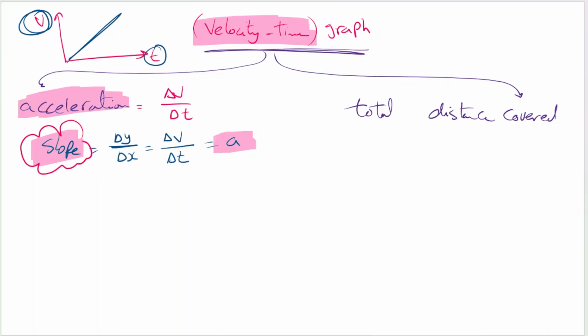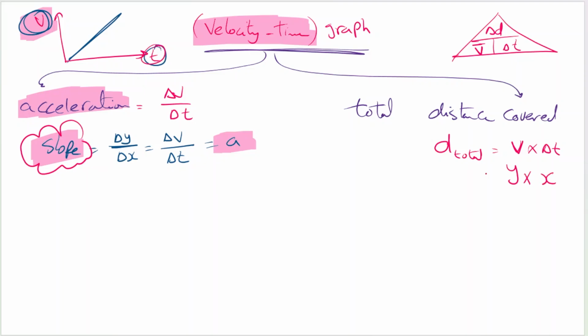But what if you want to calculate the distance? As you know from this triangle, the total displacement divided by total time is equal to average velocity. So in this case, the total distance is equal to velocity times time. As you can see, velocity is drawn over the y-axis and time is drawn over the x-axis. So if you just multiply y times x, this is called the area under the graph.